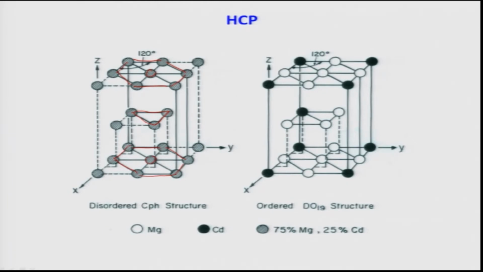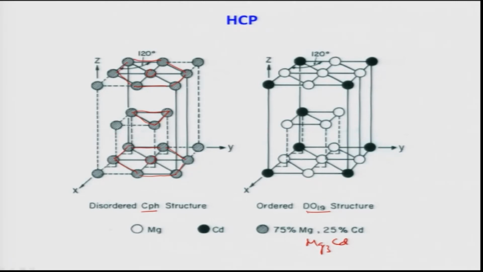Now, the question is this is an average, where we do not know which site is occupied by what type of atom, magnesium or cadmium. But the moment a few atomic positions are fixed, then we have to talk about the DO19 structure. This is an ordered structure, the name is given like that. This is the CPH close packed hexagonal structure, an ordered structure, again with similar atomic compositions, 75% magnesium, 25% cadmium. So, that means this is Mg3Cd.